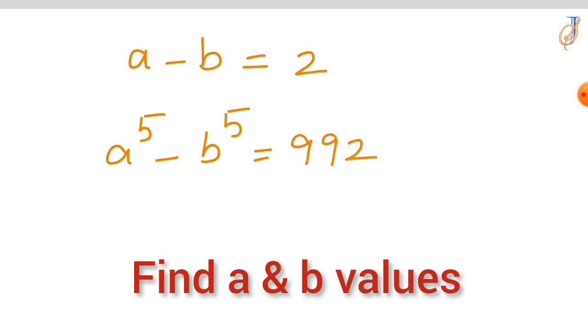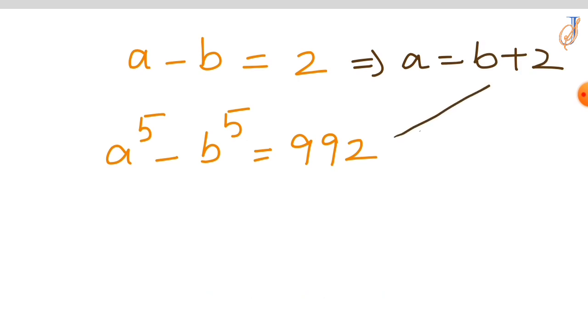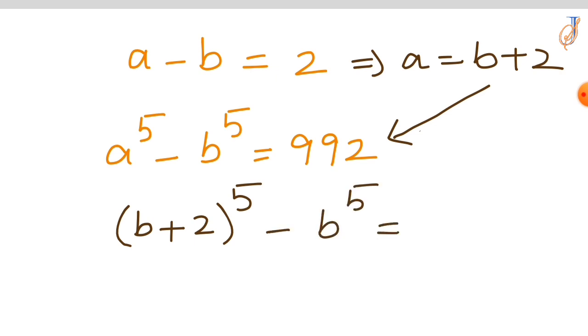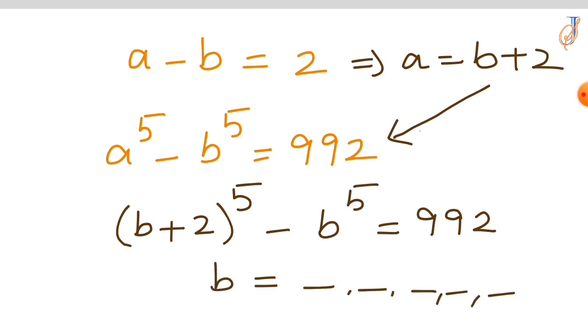At first glance you might think, let's substitute a equals b plus 2 in the second equation. Then our second equation turns into (b plus 2) to the power of 5 minus b to the power of 5 equals 992. To simplify using Pascal's method, we can find the values of b. But hold on, this approach may lead you to incorrect solutions.